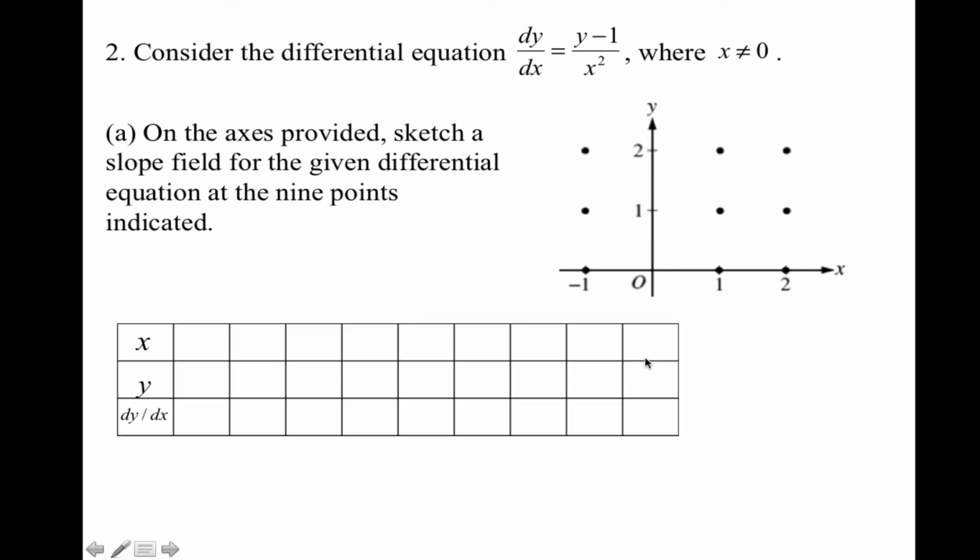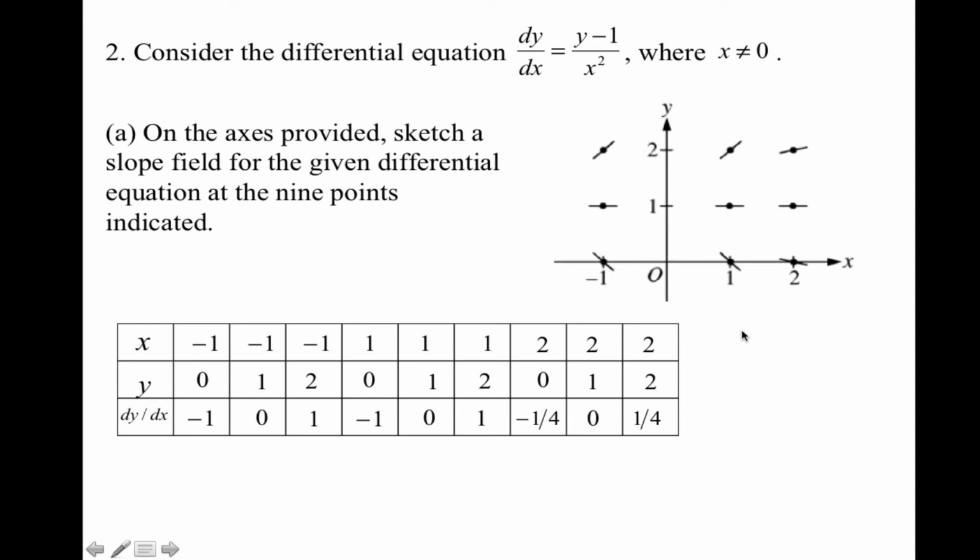So I'm going to create my table since it depends on x and y, and I'm going to go ahead and list all 9 points, and then I'm going to plug in x and y into my differential equation to find the appropriate slope for each point. And you should get the following. Then you should take your straight edge and sketch the slope, each little tangent line, so that your final graph should look like this.